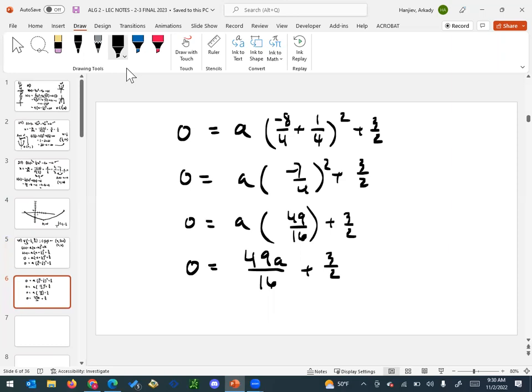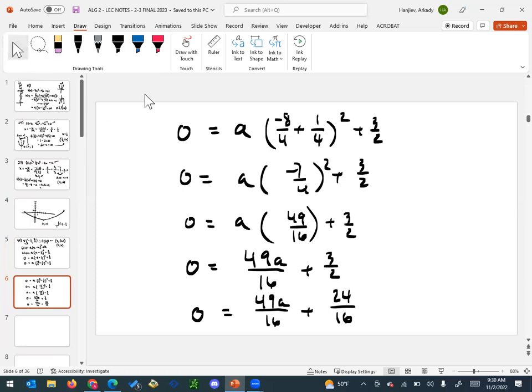Oh boy. Now you can go one of two directions here. But let's do this. I'm going to get common denominators here, 16, because that's probably easier to do. So tell me what is on top of the second 16 over here? 24 is good.